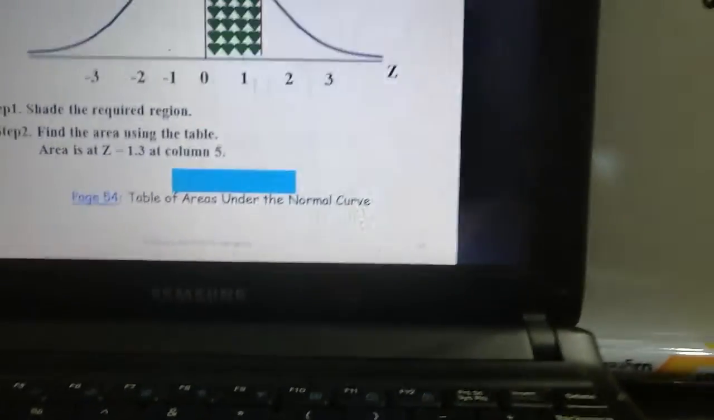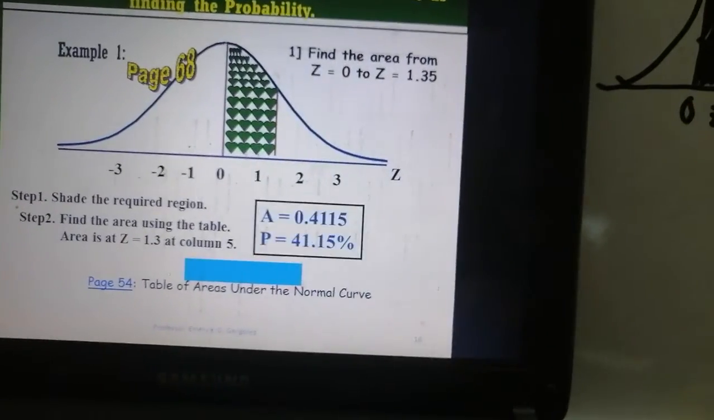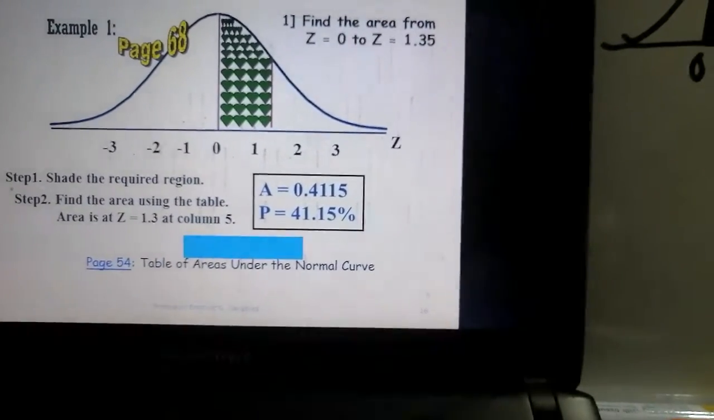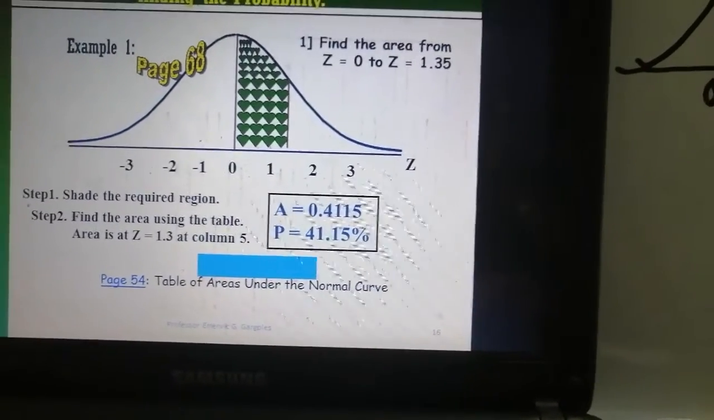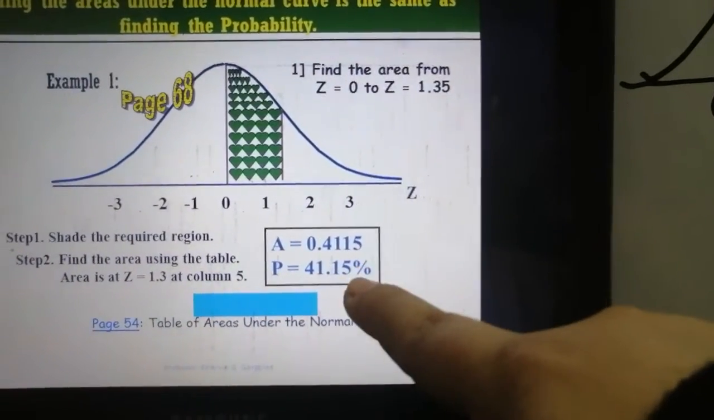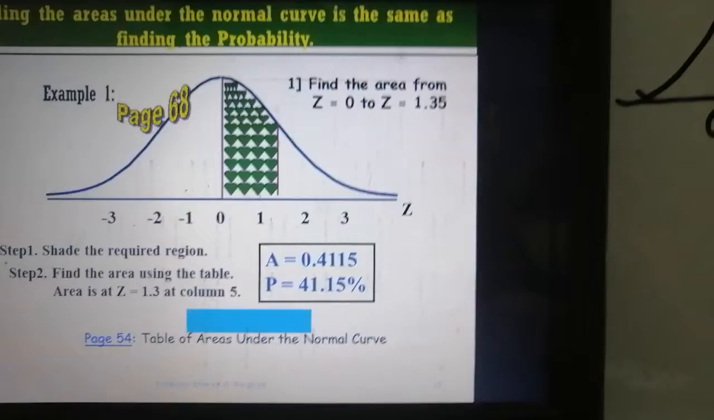You use the table to find the area, and you will find 0.4115. So the probability is 41.15%. Notice that we just multiply our area by 100 and affix the percent sign.